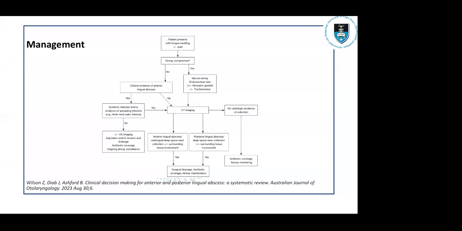If the airway is not compromised, but there are systemic features and or evidence of spreading infection, for example, fever, neck pain, and trismus, a CT scan needs to be done and the abscess drained. Otherwise, aspiration, with or without ultrasound guidance, and or incision and drainage, antibiotic coverage, and ongoing airway surveillance must be done.